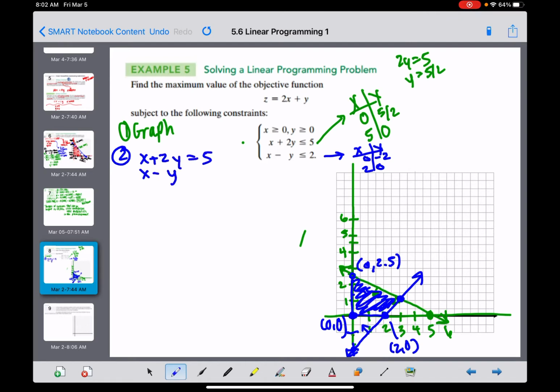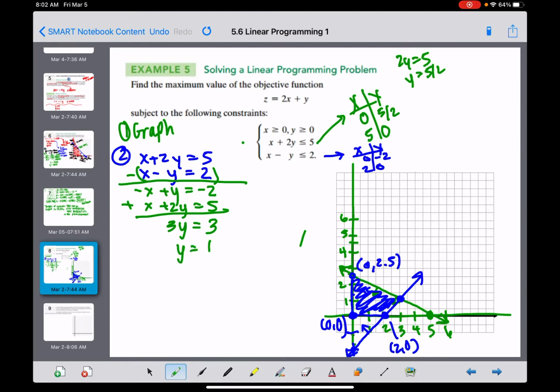x minus y equals 2. I'm going to go ahead and multiply by negative 1. We'll just do it on the bottom one. Okay, so you're going to have negative x plus y equals negative 2. And then we'll just bring that other equation down. And then we're going to add. Okay, so the x's cancel. I get 3y equals 3. So y is equal to 1. And then I plug that back in. x minus 1 equals 2. So x equals 3. So that corner point is 3, 1.